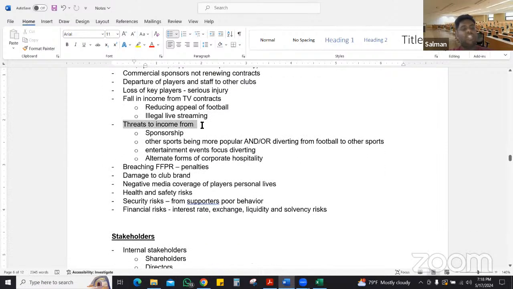There can be threats to income from sponsorships: other sports becoming more popular than football, or football fans diverting to other sports. Entertainment events can divert focus. There can be other entertainment events where people get diverted and lose interest in football. And alternate forms of corporate hospitality.